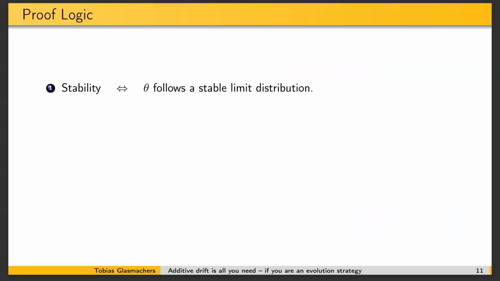In Markov chain analysis, this stability basically means that theta, which is of course a Markov chain, then follows a stable limit distribution. It exists. We don't know what it is. Could be crazy. Hopefully it's somewhat concentrated around the good states. But all we really need in the analysis is that it exists.